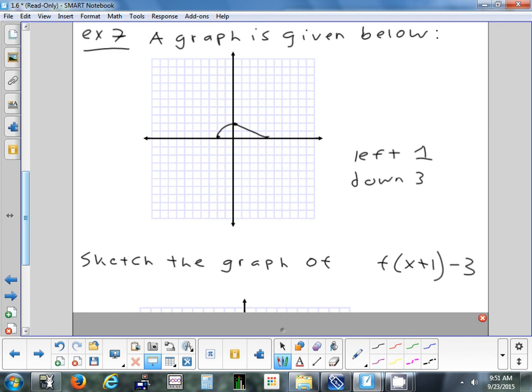So all I want you to do here is draw this function. That's function f, shifting it left 1 and down 3. So take every point, left 1, down 3. So there'll be a problem in the homework where they give you a picture and then just ask you to shift it somehow, either left and right or up and down.